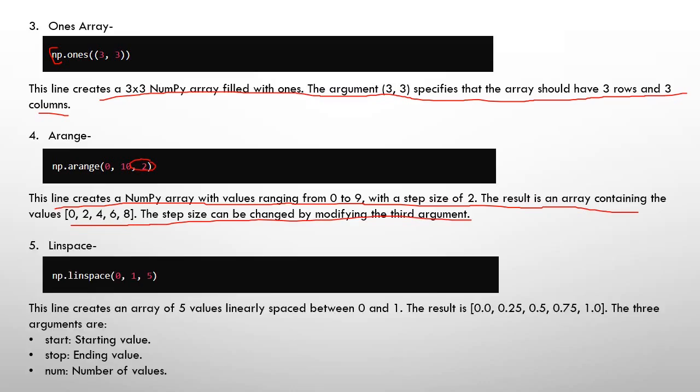Linspace. np.linspace(0, 1, 5) will create an array of 5 values linearly spaced between 0 and 1. So the result in this case will be 0, 0.25, 0.5, 0.75 and 1. The three arguments here are start, stop and num, where num is the number of values that we want in our array.